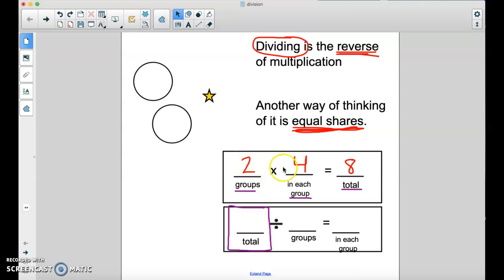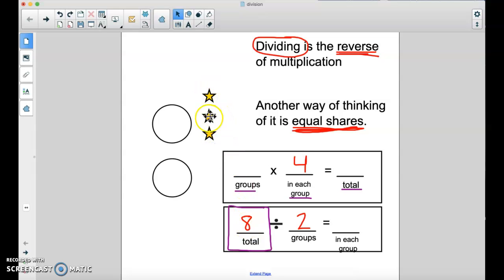So one way to think of this is by saying 2 times 4 equals 8. Now my 8 would go here in my division problem because it's the total. So we have to start with the total first. So 8 divided by, we're going to say 2 because there are 2 groups. If you notice here, I have 2 circles. I have 2 groups, okay? So that means I have 8 total stars. I'm going to count out 8. 1, 2, 3, 4, 5, 6, 7, 8.